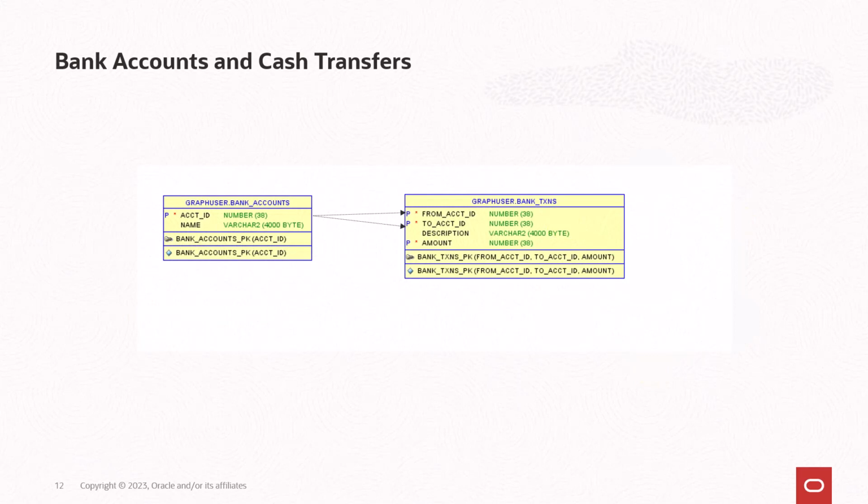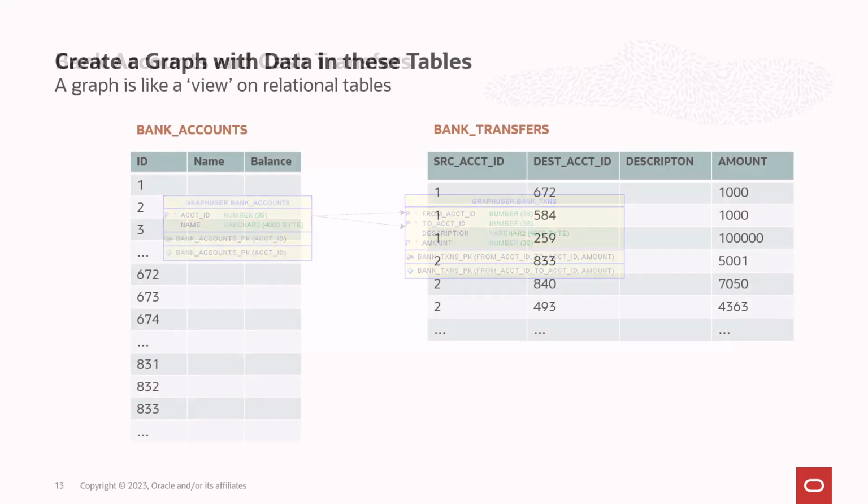This basic financial example has two tables, a bank accounts table and a table of cash transactions, which is named bank transactions. It's handling money transfers between the accounts. This is the data in our tables, and it's important to realize that you can build a graph model like we are going to do it here on top of a relational data model.